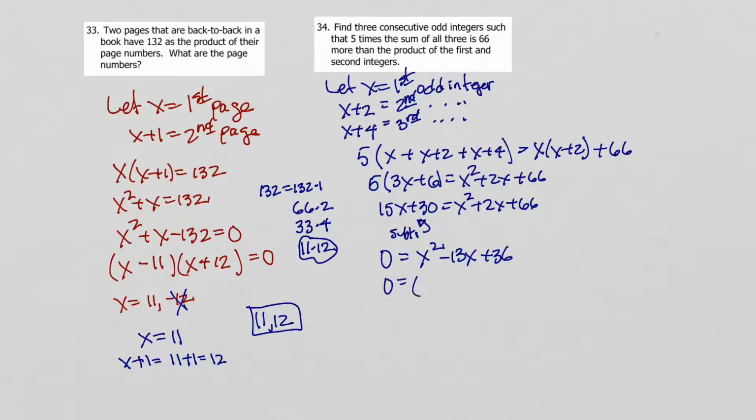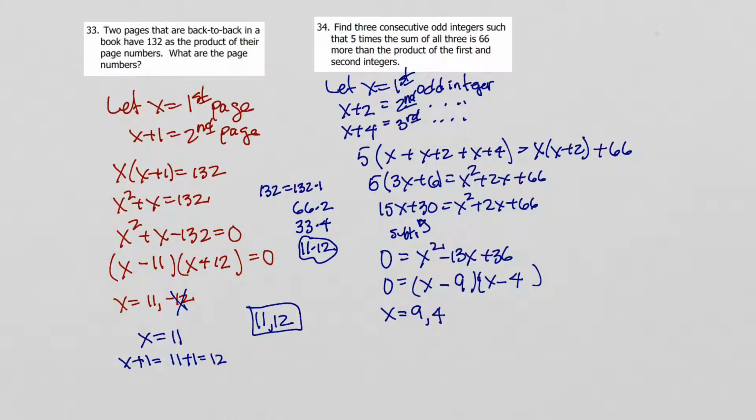0 equals this factors. Do you see it? x and x. Now I'm going to use 9 and 4. 9 and 4, I can get a 13. So let's try that, 9 and 4. The 36 is positive. They have the same sign. So we get two solutions here. We're going to get 9 and 4.